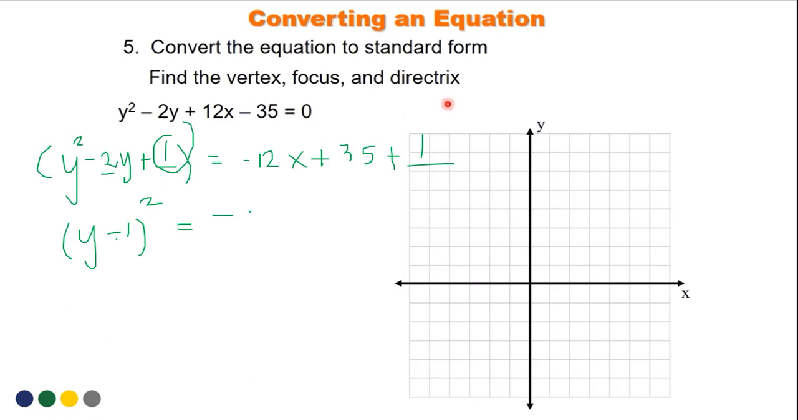Negative 12x plus 36. Copy: y minus 1 squared is equivalent to negative 12x plus 36. We're going to express our answer in standard form, so we need to factor out negative 12x plus 36. What is common between 12 and 36?